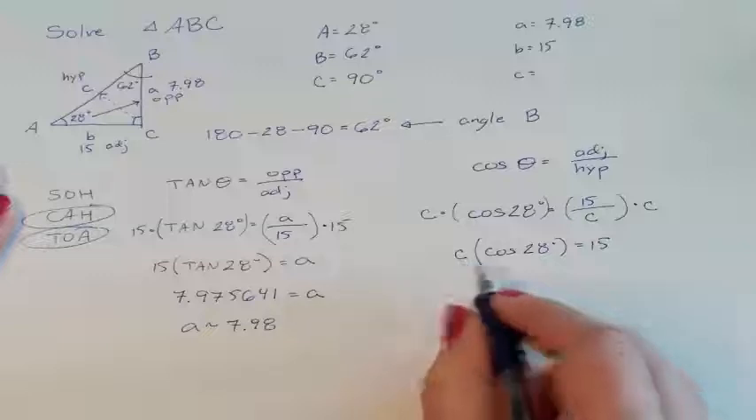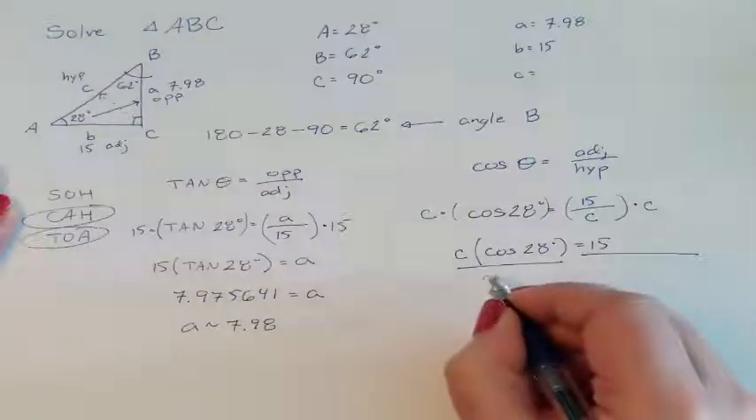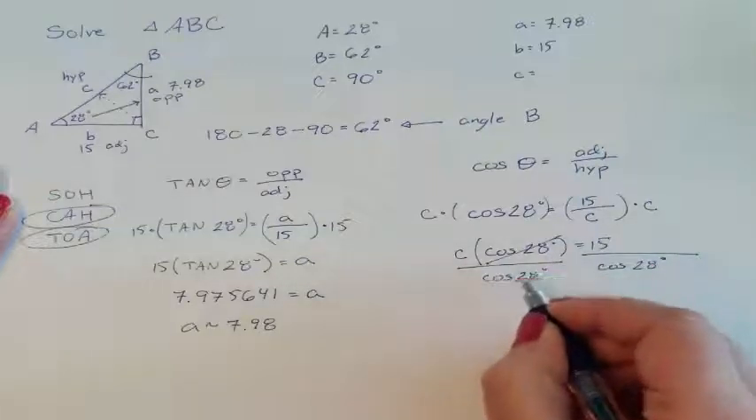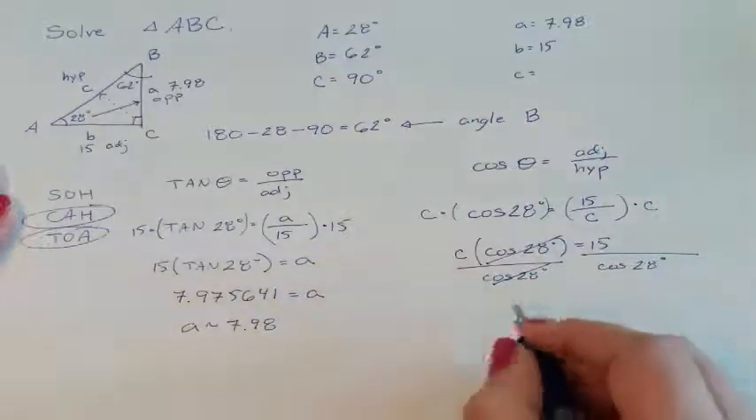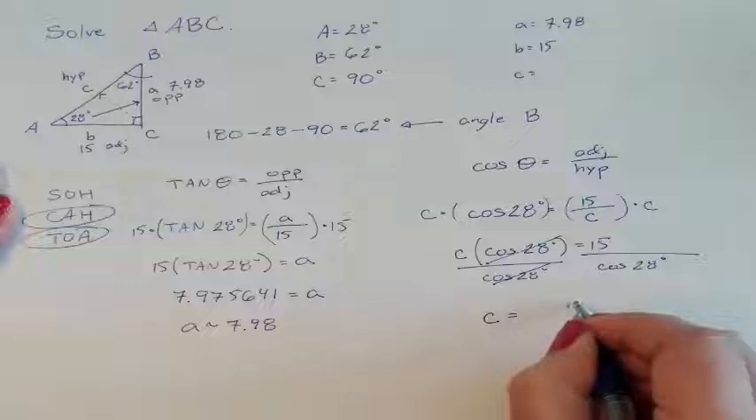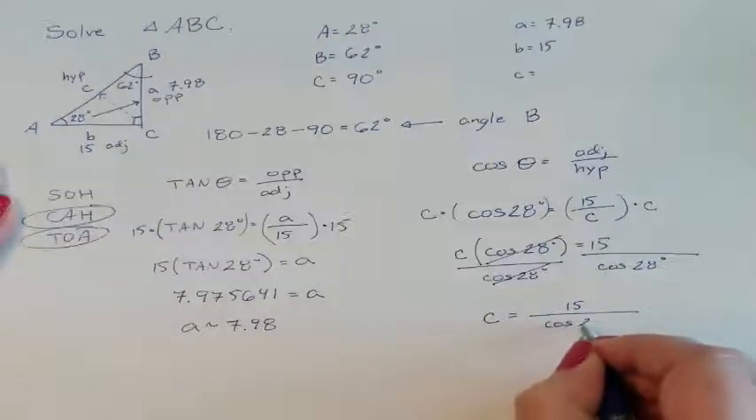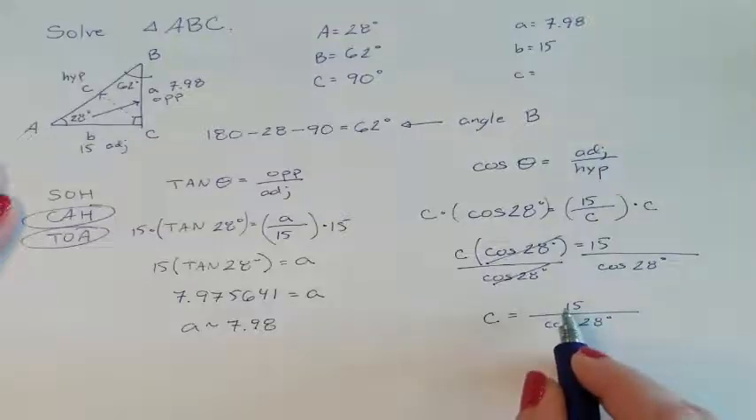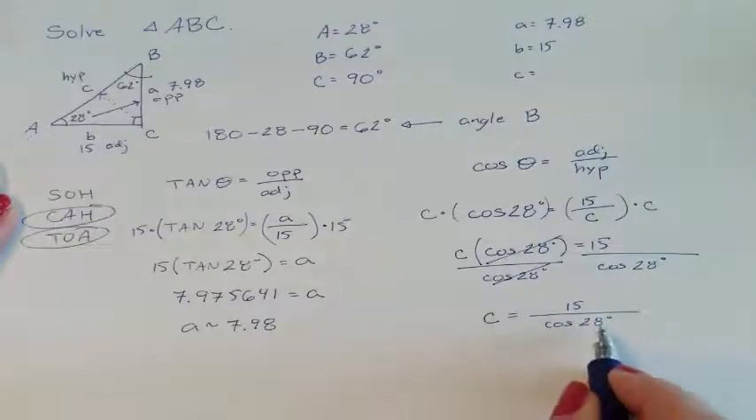I need C by itself. So I'm now actually going to divide both sides by cosine of 28 degrees. So cosine of 28 degrees divided by cosine of 28 degrees cancels each other out. So C equals 15 divided by cosine of 28 degrees. So you're going to need a calculator, and you're literally typing in 15 divided by cosine of 28 degrees.